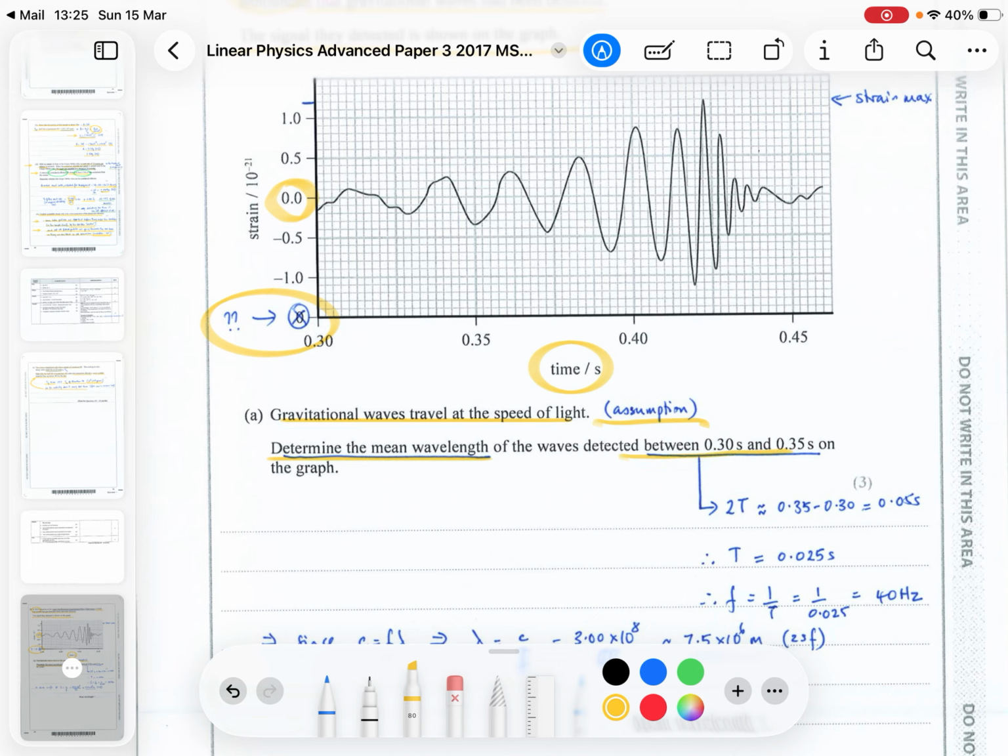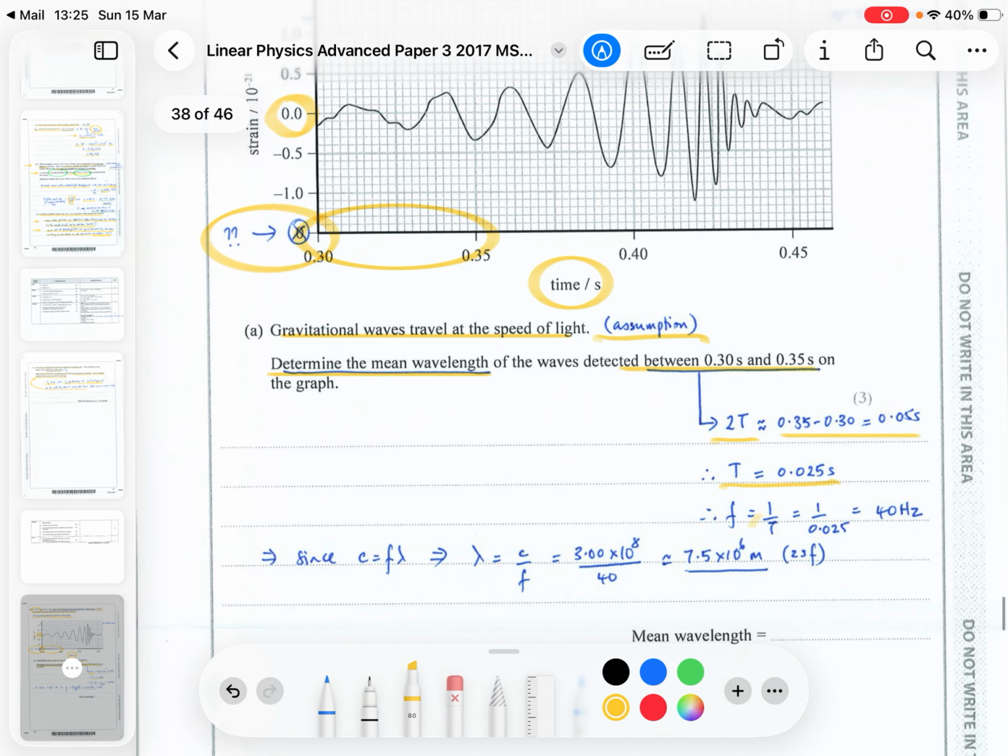Detected between 0.30 and 0.35, so between here and here, you've got 2 complete waves. 2 complete waves in 0.05 seconds gives you the period, which allows you to work out the frequency. I get about 40 hertz. And because c equals f lambda, you can then work out the wavelength using the fact that they told us it's traveling at the speed of light. So the wavelength will be about 7.5 million meters. Huge.